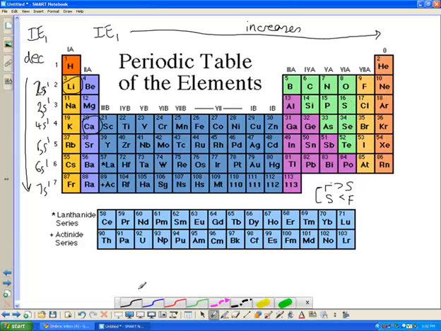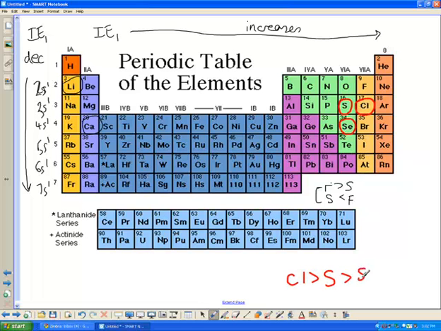The other 3 were chlorine, sulfur, and selenium. So we know that chlorine is going to be higher than sulfur. But we also know that selenium is going to be lower than sulfur. And if selenium is lower than sulfur, then selenium's got to be lower than chlorine. Meaning, out of these 3, chlorine's got to be the highest, selenium's got to be the lowest.